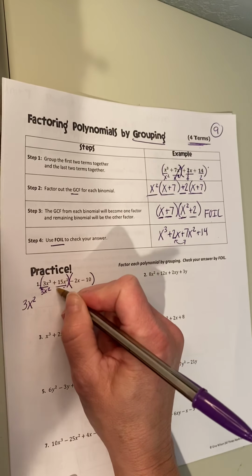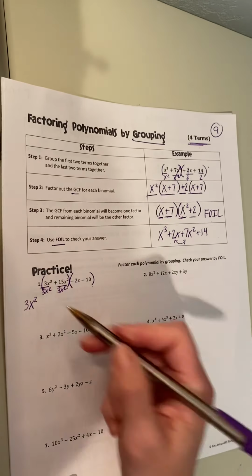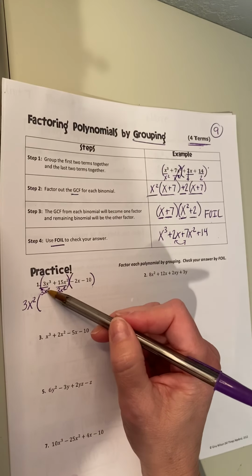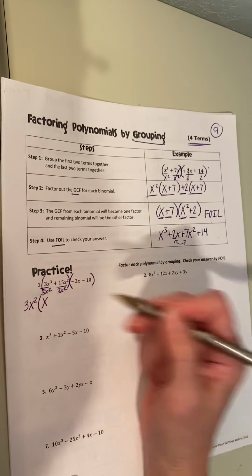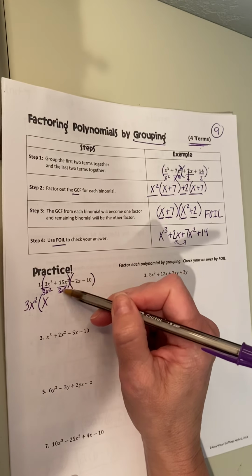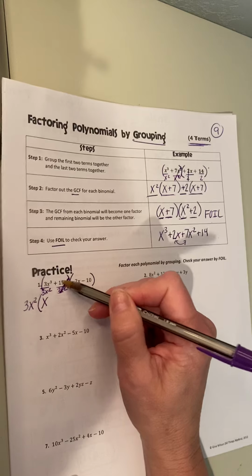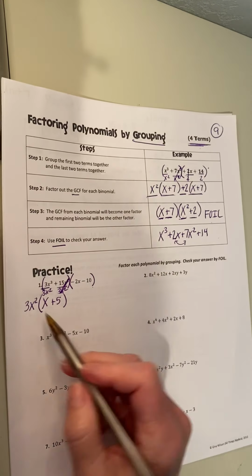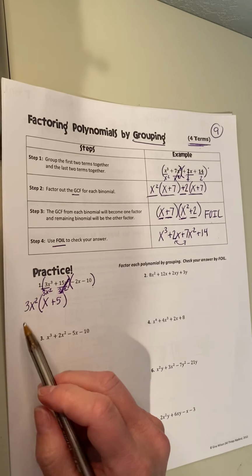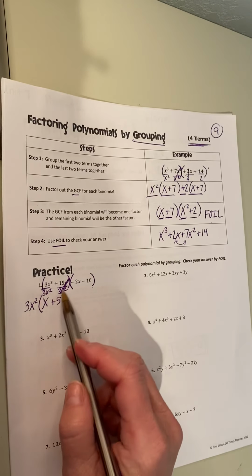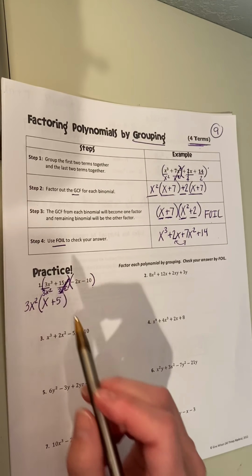3x squared, 3x squared. I'm going to open parentheses. 3x cubed divided by 3x squared is x. 15x squared divided by 3x squared. Well, the x squareds cancel. 15 divided by 3 is a 5. So after I factored out the GCF, I got 3x squared times x plus 5. That was only for the first 2 terms.